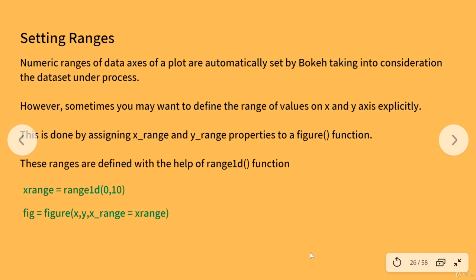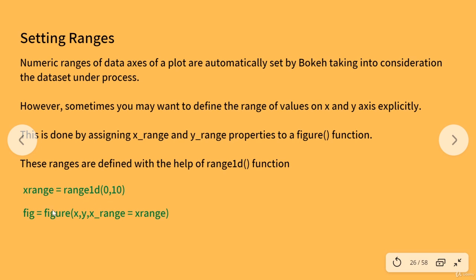So, in this session, we would be discussing some other things like setting of ranges. Now, ideally, you don't need to set a range. The ranges of x and y axis are taken by Bokeh automatically. But if you wish and you want to customize it, you can definitely do it by mentioning the x and the y range separately. This can be done with the help of the Range1d function.